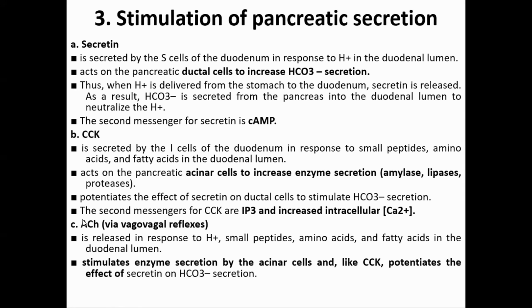Then the third one is acetylcholine. Acetylcholine is released in response to hydrogen ion, small peptides, amino acids, and fatty acids. So it stimulates enzyme secretion by the acinar cells, and it increases the effect of secretin. Like cholecystokinin and secretin, it increases the secretion of the acinar cells.